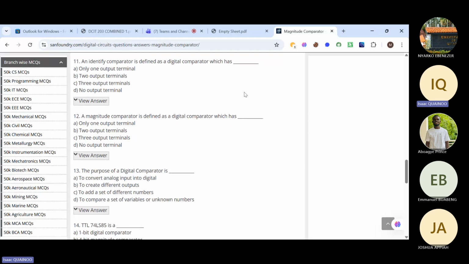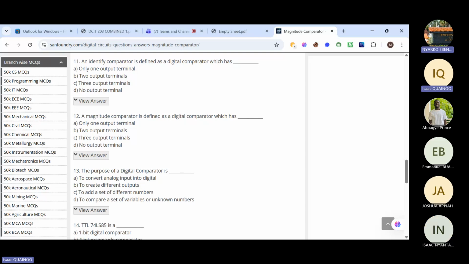An identity comparator is defined as a digital comparator which has A, only one output terminal, B, two output terminals, C, three output terminals, D, no output terminal. The correct answer is A. It only has one output. Exactly. Only one output terminal, because it only prints out equality, which is A equals B.